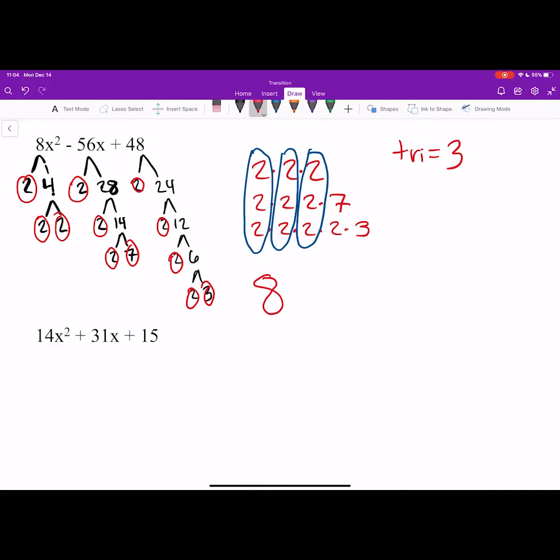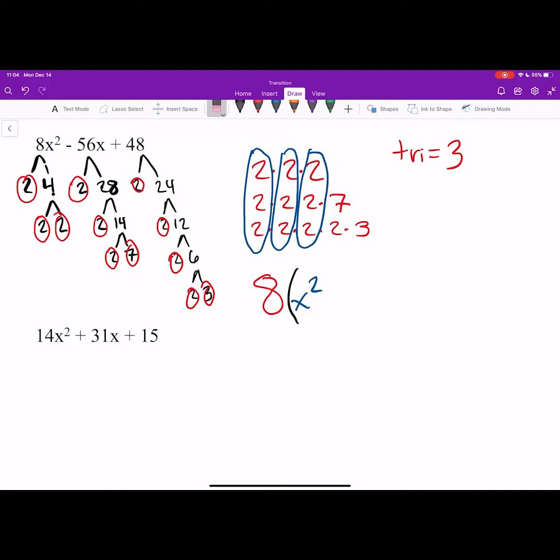Then I want to know what's left when I take an 8 out. In the first one, there were no numbers left, but I did have that x squared left. And note, if I reversed that and distributed, 8 times x squared would give me 8x squared, which is what I started with. That's kind of the goal. It should be the same as what I started with.